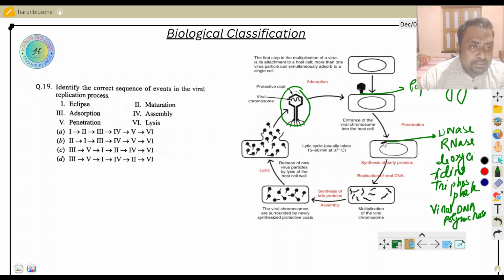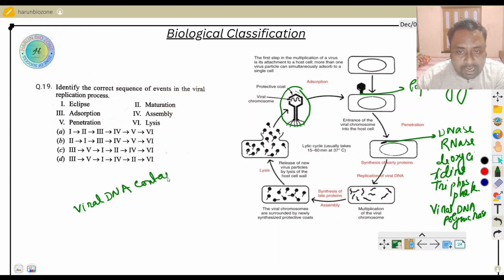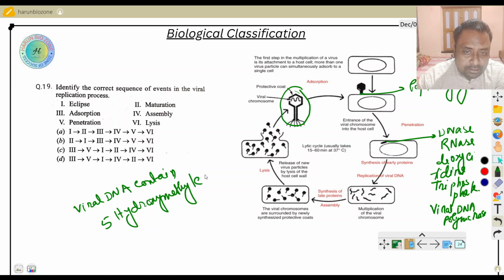But the viral genome is not broken by DNase because the viral genome does not contain cytosine. It contains 5-hydroxymethyl cytosine. The viral DNA contains 5-hydroxymethyl cytosine, and this 5-hydroxymethyl cytosine protects the viral DNA from DNase.